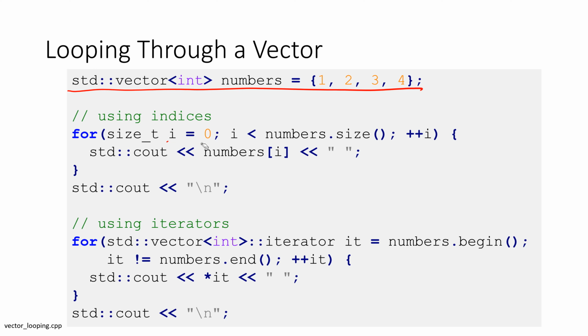Okay, so I can go through this from index 0 up to, but not including size, and I can just use my square bracket operator to get every entry and print it out. You did that last week. Okay, I can also write that exact same code using iterators.